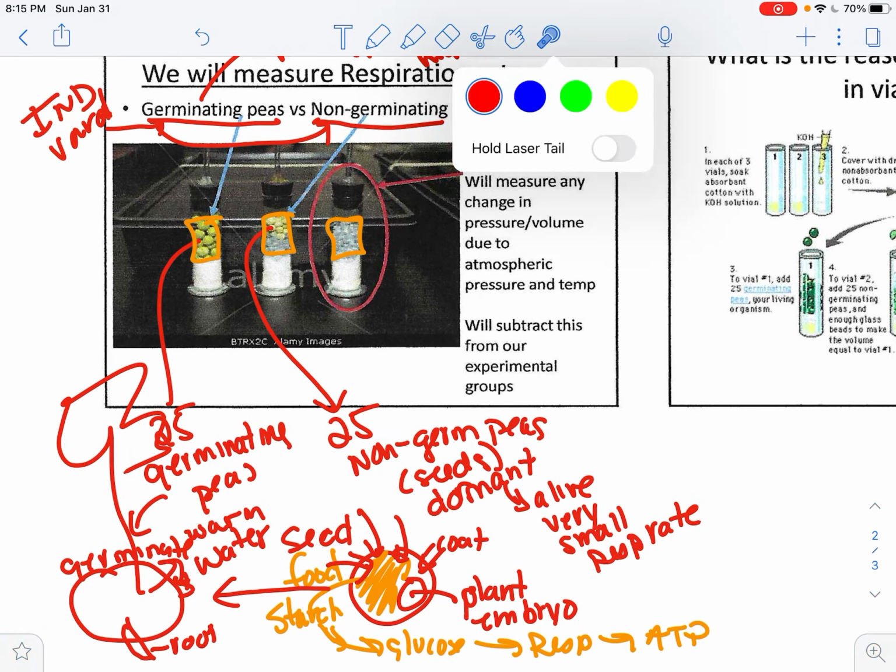So there's 2 I just gave you. Remember, controlled variables are things we're keeping the same. We have the same number of peas in these 2 vials. These are our experimental vials. And we're making sure we have the same volume, so that they take up the same amount of space in each vial, by using the beads.